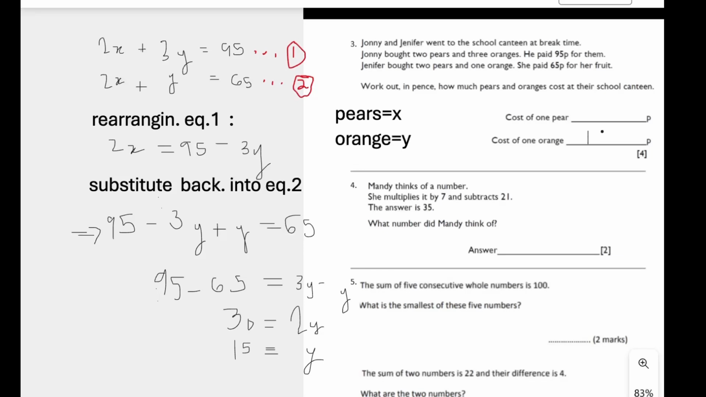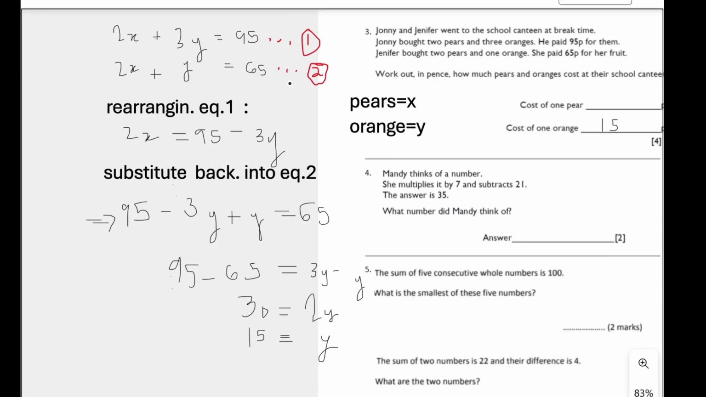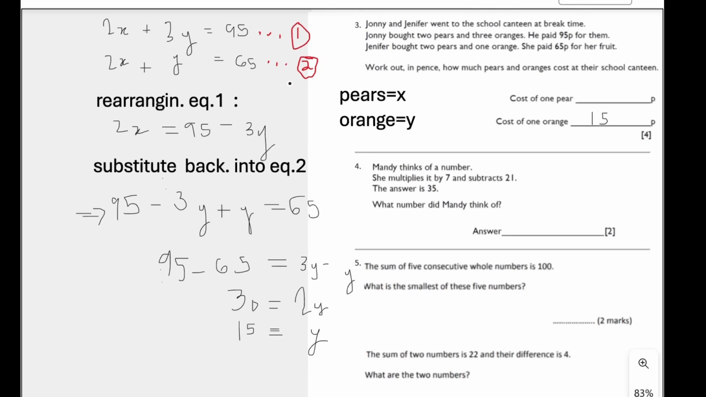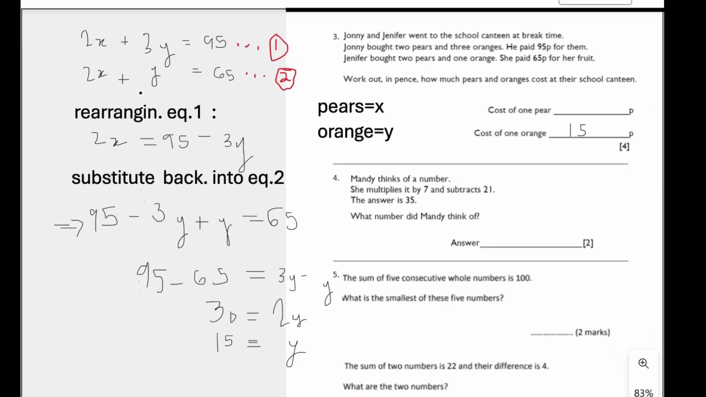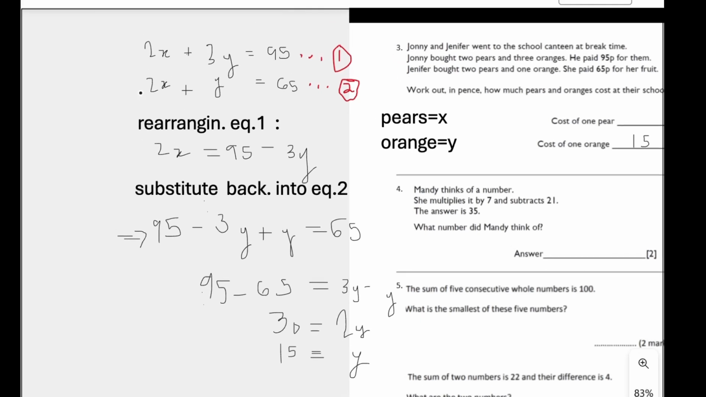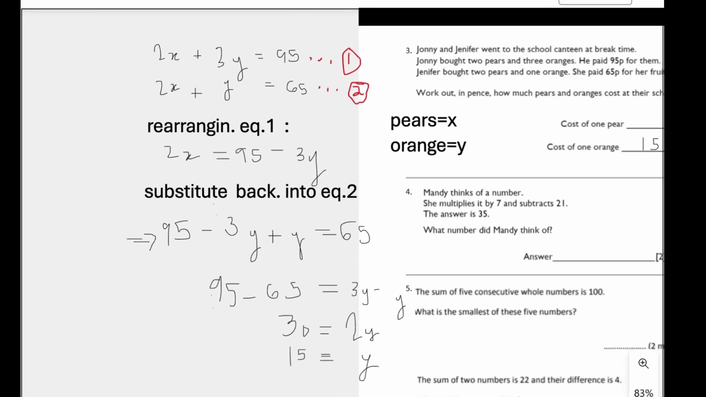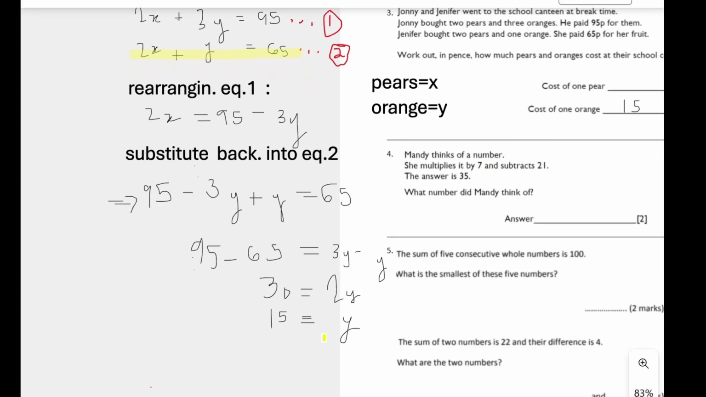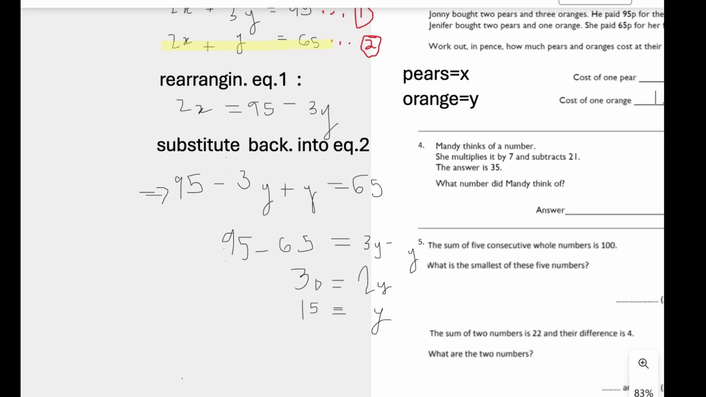Let's put that in over here. But we are not done. After finding the price of y, which is an orange, we need to put this back into the equation to find pears. Now the simplest equation we can use is, let's go back to using this equation over here. I'll highlight this. So we are going to rearrange this. Just for space, I'm going to say substitute y into equation 2.